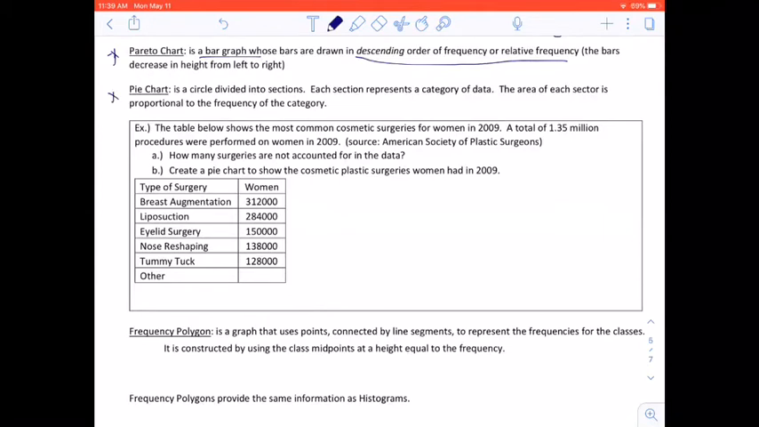Next one that we have is a pie chart. It says a circle divided into sections. Each section represents a category of the data. The area for each section is proportional to the frequency of the category. So we are going to go ahead and try the example together in class.